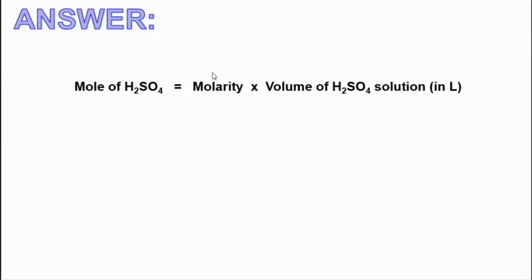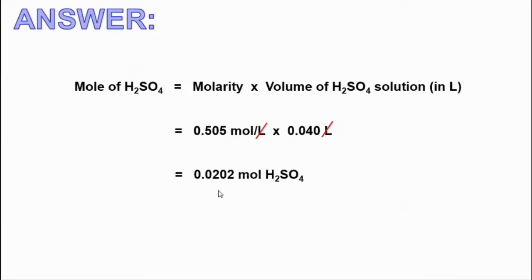Since we were given the molarity of sulfuric acid and also the volume of sulfuric acid solution used in the reaction, from here we can determine the moles of sulfuric acid: molarity times volume, MV. This is the molarity or concentration of the sulfuric acid solution, and this is the volume. So molarity times volume, we get 0.0202 moles of sulfuric acid.